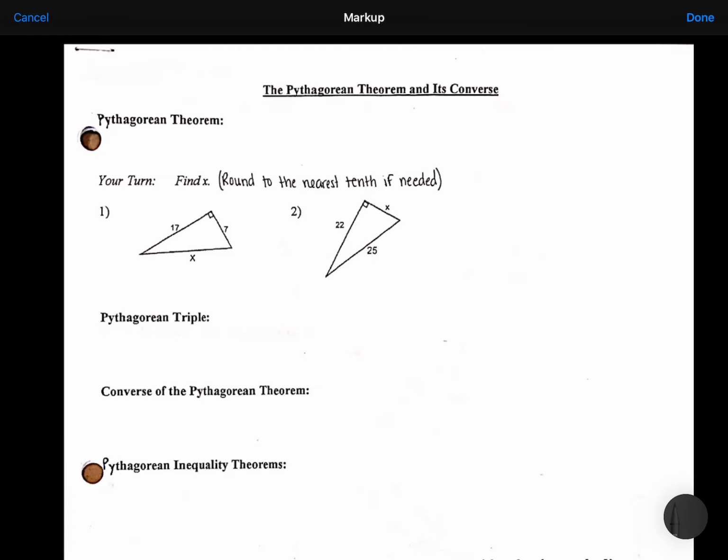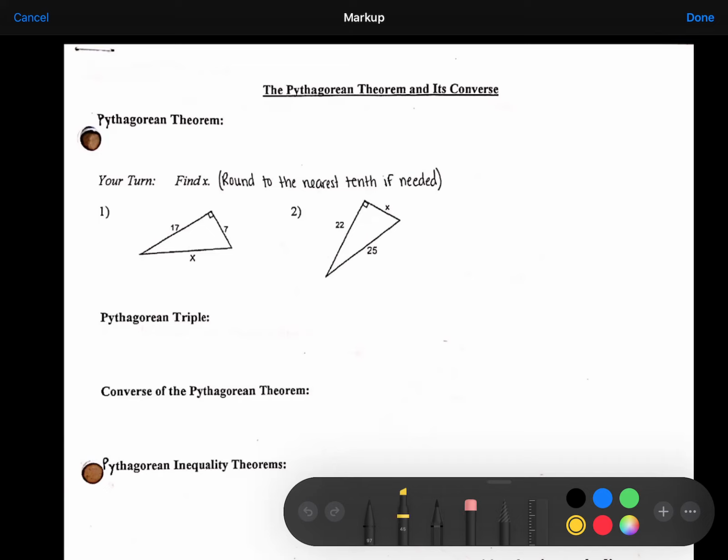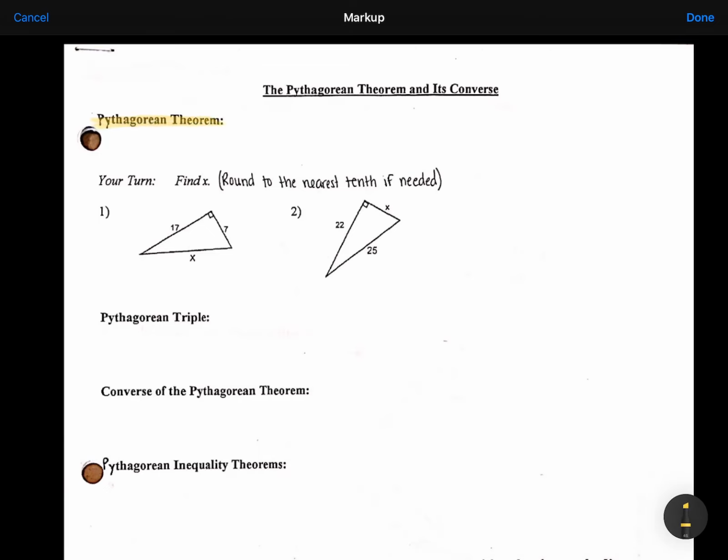All right, today we're going to talk about the Pythagorean theorem and its converse. You probably remember the Pythagorean theorem from Math 1. We know that it has to do with a triangle, and more specifically, it deals with right triangles. We're going to talk about how to use the Pythagorean theorem to find missing sides, either a leg or a hypotenuse. That's pretty much what you did with it last year.